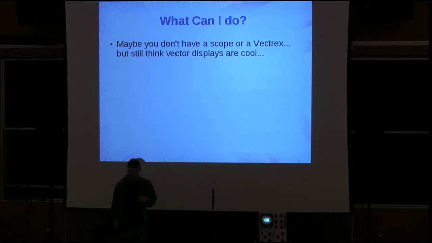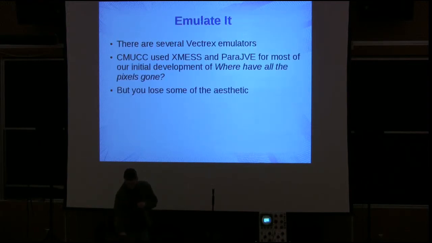And so again, you might think, okay, I'm sold on vector graphics. What can I do? But probably most of us don't have a Vectrex or an oscilloscope. Oscilloscopes are pretty easy to get, but they can be expensive. Well, if you want to experiment with Vectrex, there are several emulators that work very well. We used them when we were developing Where Have All the Pixels Gone, and they were very helpful because we were sometimes working in a dispersed manner, and that meant we could test our things out without having physical access to a Vectrex. But you lose some of the funny vector artifacts that you get, so the result's not quite the same.